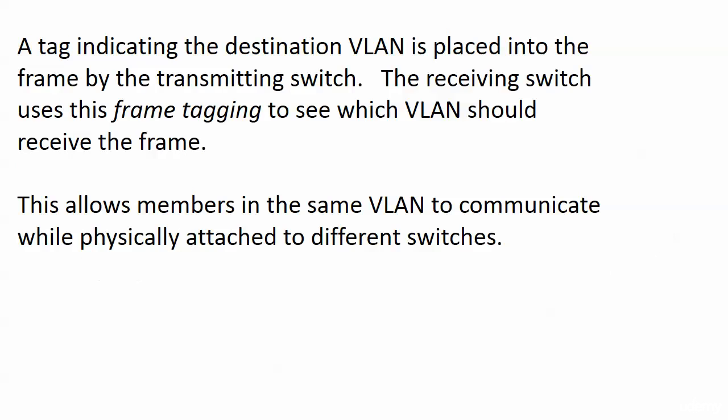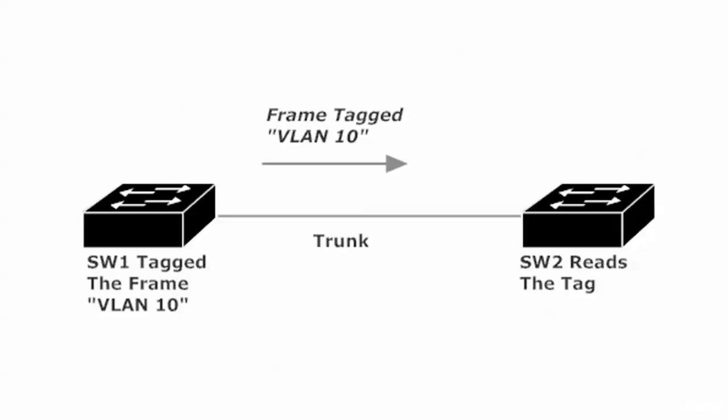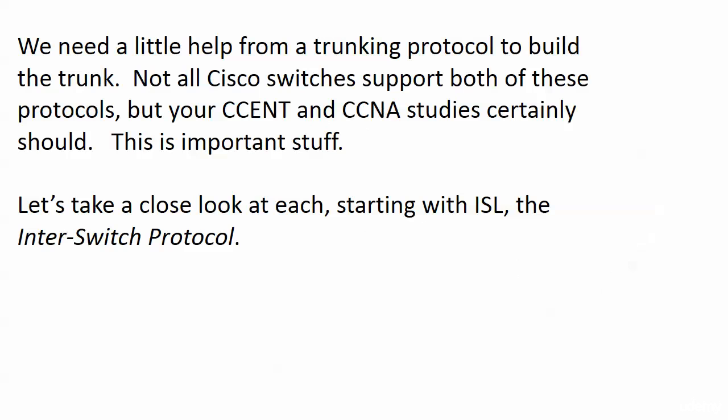we know we need a crossover cable. Now, a tag indicating the destination VLAN is going to be put into the frame by the transmitting switch. And the receiving switch uses that value, that frame tagging, to see which VLAN should receive the frame. This allows members in the same VLAN to communicate while physically attached to different switches. Because we know, especially in real world networking and probably on the exam as well, we're going to have hosts on different switches be in the same VLANs.